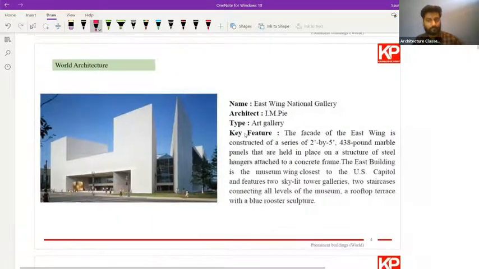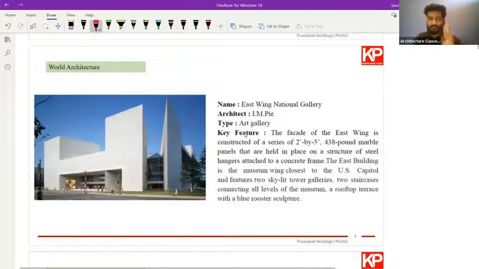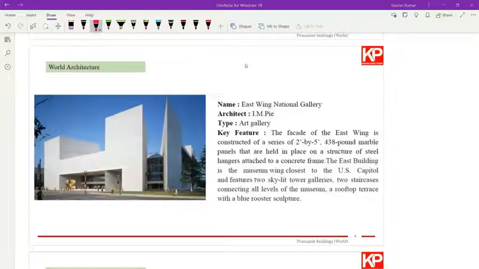Are things visible to you? Is there any need to zoom in, zoom out or anything? No, sir. Okay.